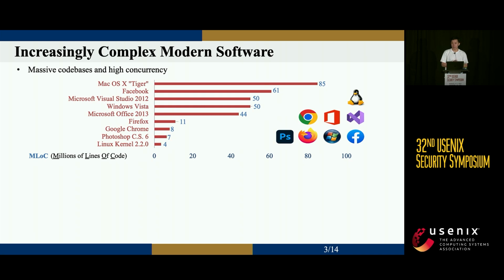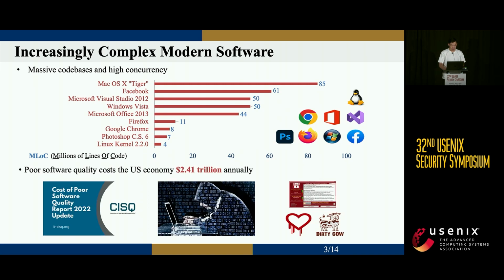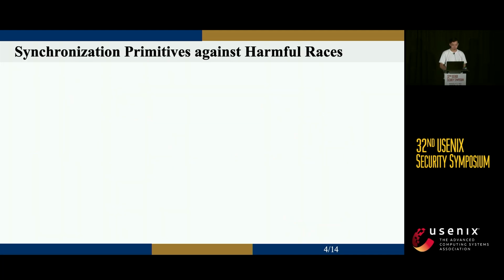The massive code base and high concurrency have made modern software increasingly complex. As shown in this graph, many popular software programs used in our daily life have more than a million lines of code and leverage concurrent programming to improve their efficiency. As a result, modern software programs are very prone to errors. According to a recent report, poor software quality costs the US economy $2.41 trillion every year. And many well-known vulnerabilities such as WannaCry, Heartbleed, and Dirty COW can affect millions of users across hundreds of countries.